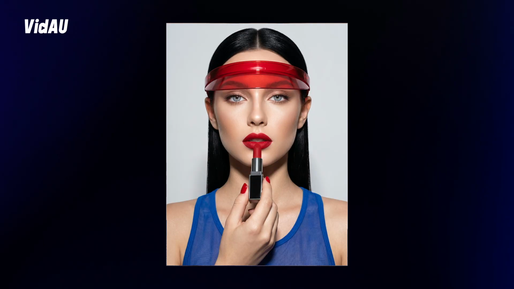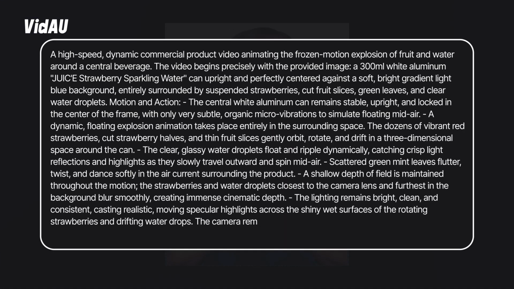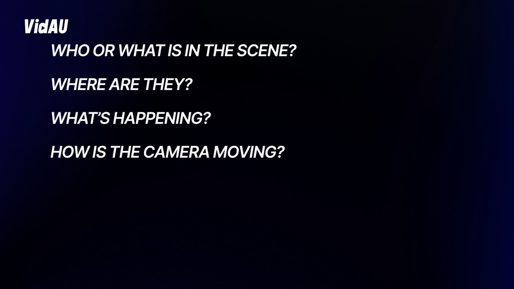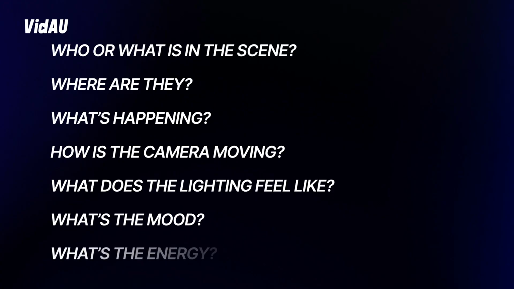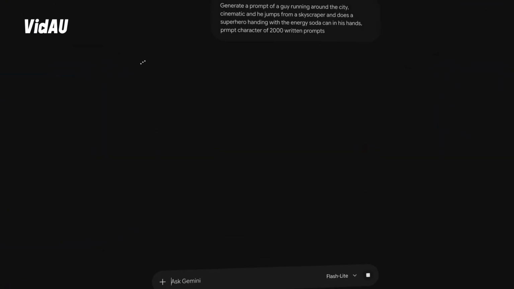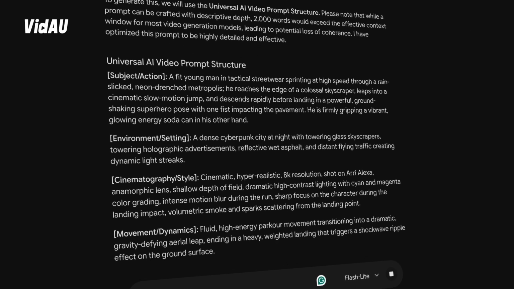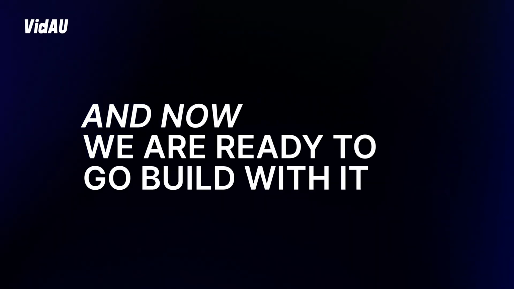Now, when you're describing your scene, don't be vague. The more specific you are, the more control you have over the output. Think about who or what is in the scene. Where are they? What's happening? How is the camera moving? What does the lighting feel like? What's the mood? What's the energy? And then once you've thought all of that through, ask your AI assistant to take everything you've described and turn it into a structured video generation prompt. That prompt is your creative brief. And now we're ready to go build with it.